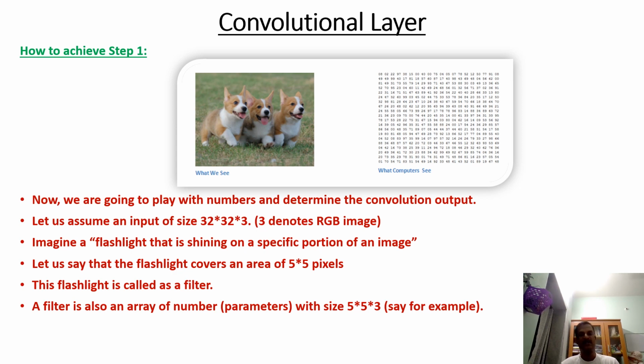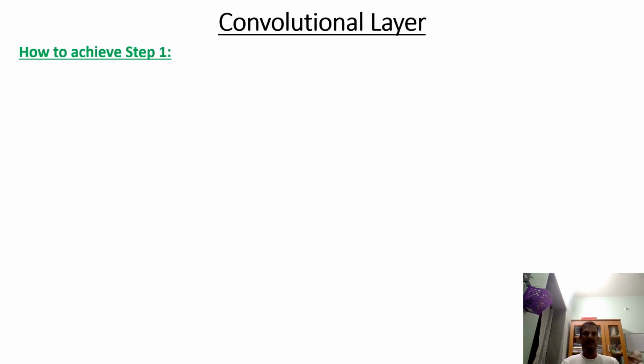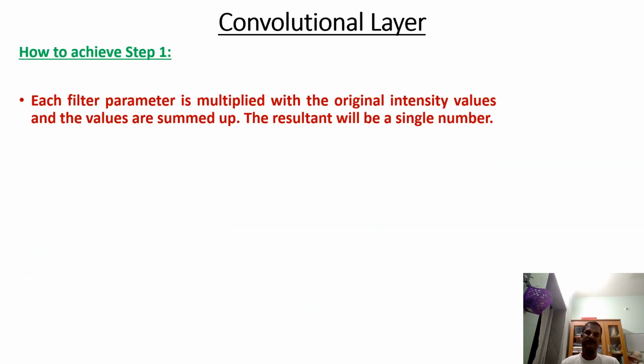A filter is also an array of numbers with size 5 cross 5 cross 3, say for example, if it is a color image. Now you are ready to do the convolution operation. Let us see how we are going to do that. Each filter parameter is multiplied with the original intensity values and the values are summed up. Simple convolution. Everything is multiplied.